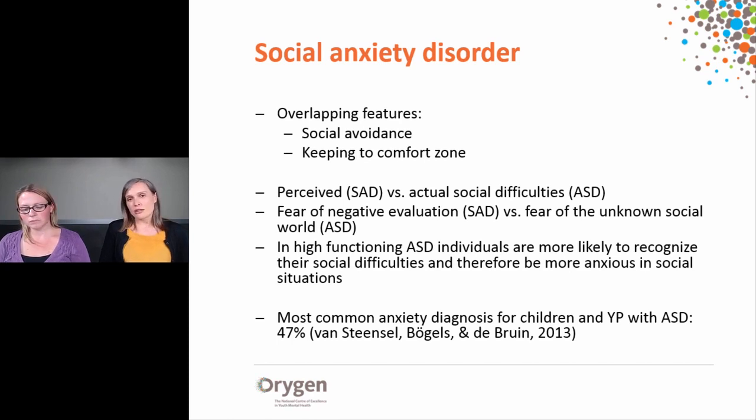Exactly, yeah. Whereas when you're working with a young person with autism, they might actually have some genuine social difficulties and some deficits in their social skills that they need to work on. So that's one of the differentiating factors that we might notice. Another thing is that the key cognition in social anxiety is around this fear of how other people evaluate you, or that they're going to evaluate you negatively. Whereas in autism, the fear might be less around being negatively evaluated by other people and more about the fear of the unknown social world.